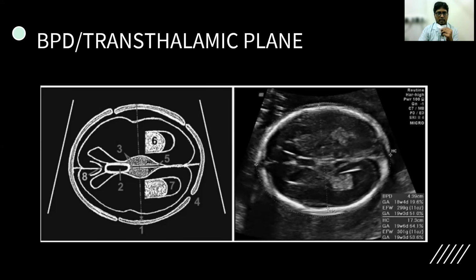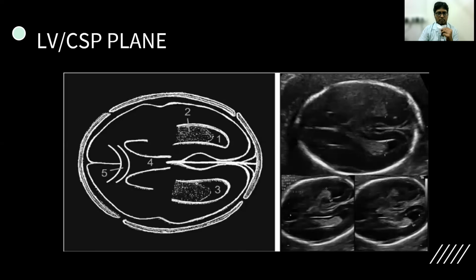Now the second plane is the left ventricular CSP plane. In this plane, we should be able to see both the left ventricle and the cavum septum pellucidum. Here is a diagrammatic representation where we see the left ventricle or the lateral ventricle. In the lateral ventricle, we see the choroid plexus and the lateral ventricle CSF space. And anteriorly, we will be seeing the cavum septum pellucidum. Now, this is the plane in which we have to measure the lateral ventricles, and the choroid plexus can be seen as an echogenic structure within it.